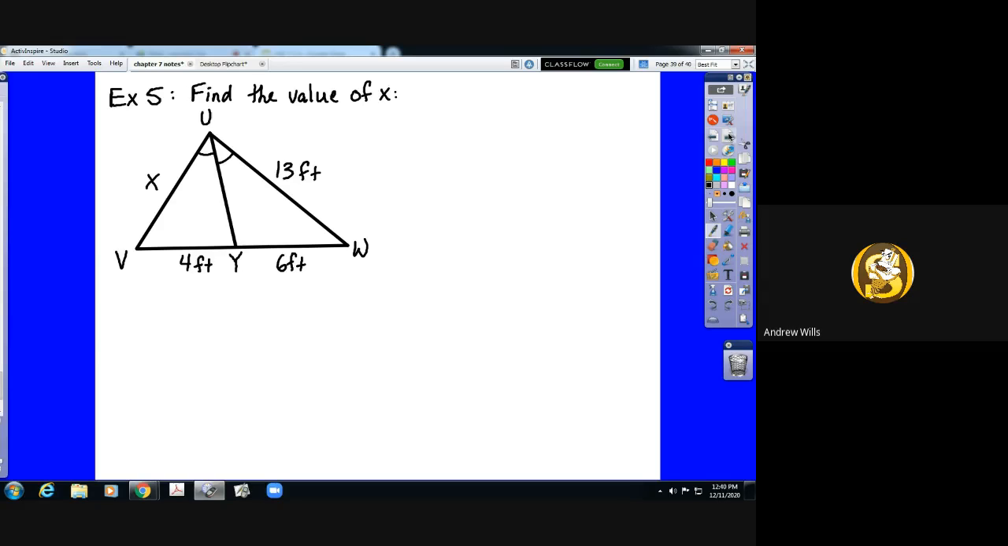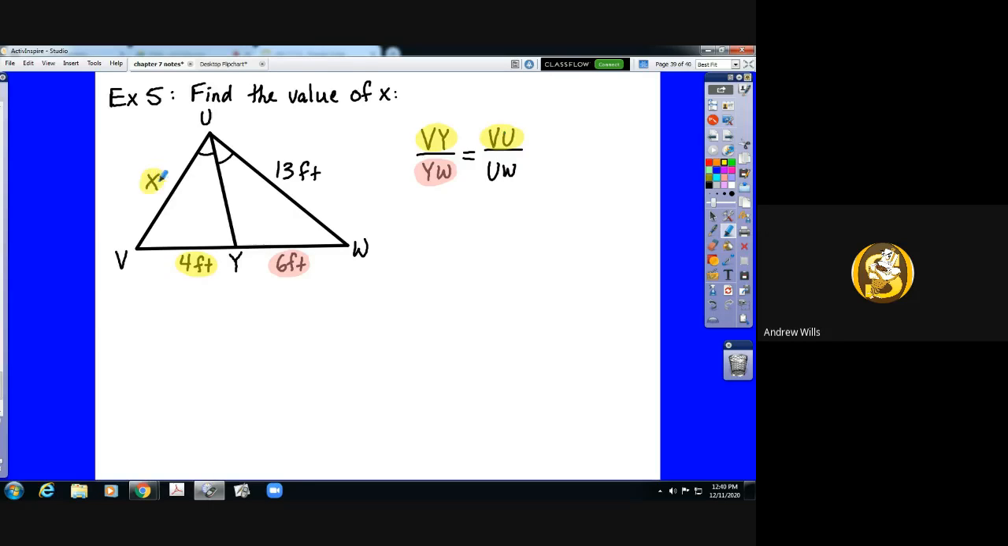All right. So again, our proportion is going to be set up as the ratio of the two pieces. So our two pieces here are 4 feet and 6 feet. So our first fraction is going to be Vy over Yw. And that is going to be equal to the ratio of the two remaining sides, Vu and Uw.